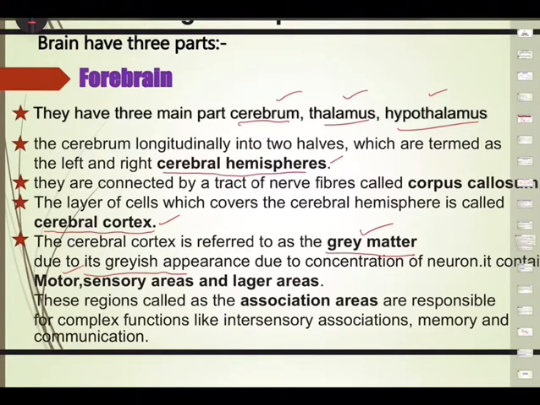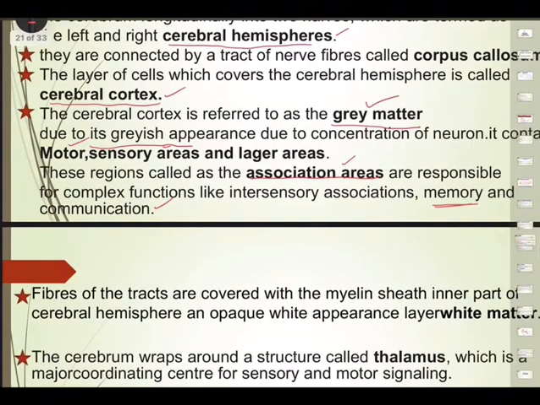It contains both motor as well as sensory areas. The regions are called association areas. So there are motor neurons, sensory neurons and associated neurons. If associated neurons are there, those areas are called association areas. And they are responsible for intersensory associations, memory and communication. That's why these play a very huge role in the forebrain.